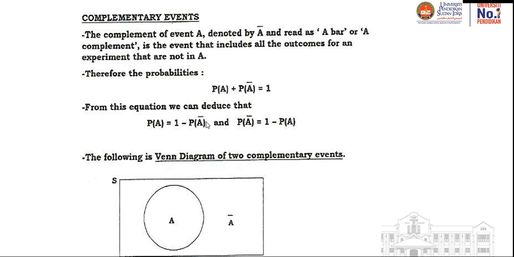And if we represent it in a Venn diagram, if this is event A, then everything other than A is complement A. Okay, that is how we represent complement events.